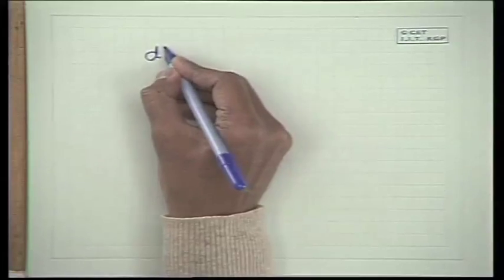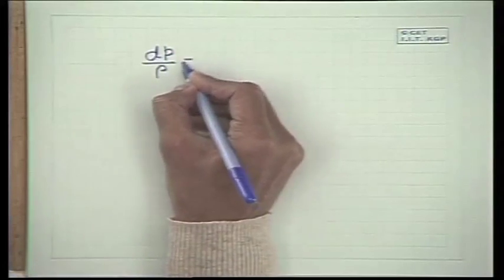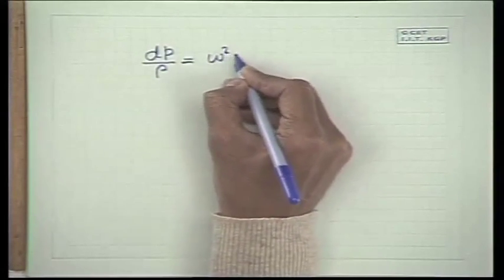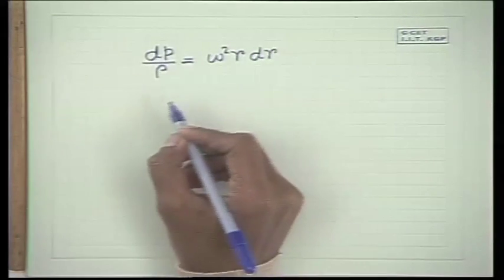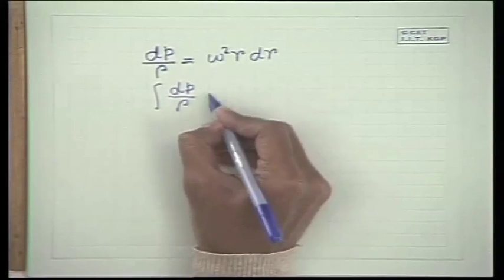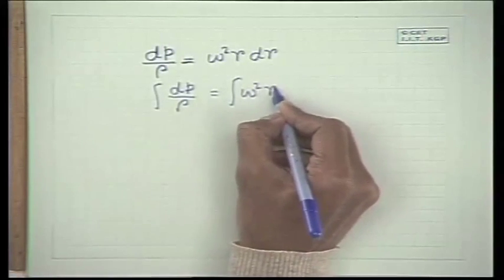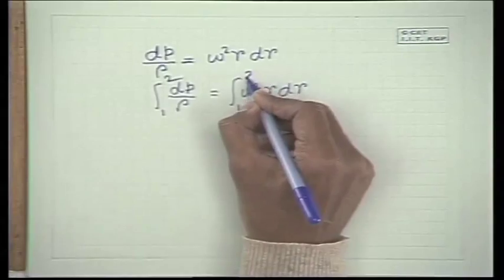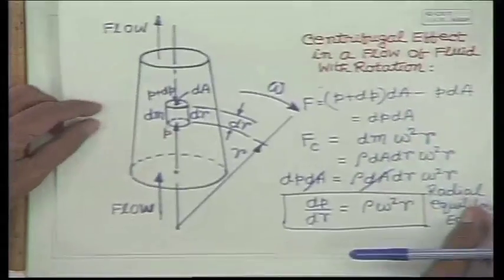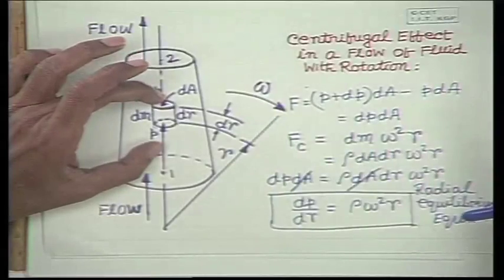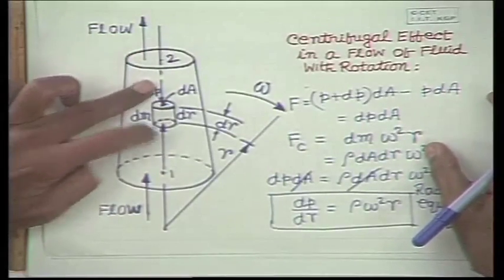Now, if I write this in a little different form, the same equation can be written as dP by rho is equal to omega square r dr. Now, if I integrate this equation between two points 1 and 2, which physically indicates two points, let one be at the inlet and two at the outlet. It may be any two points in the flow field. One is an upstream point and two is a downstream point.